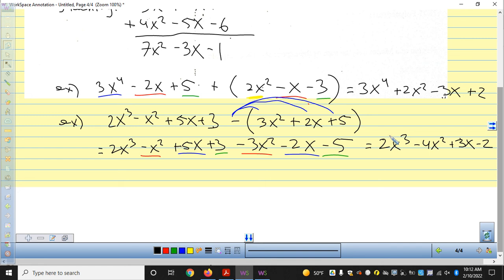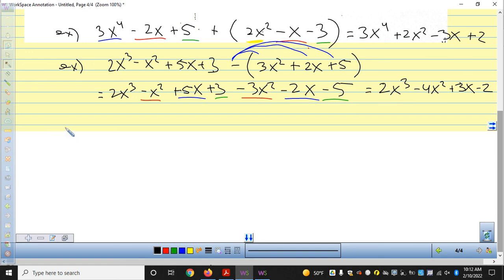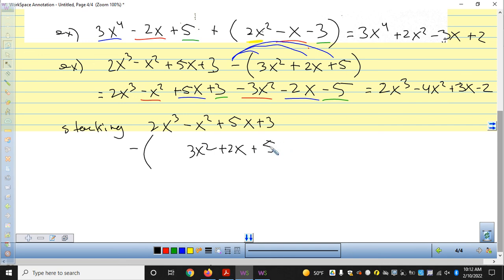Combine our like terms. If we did this by stacking, 2x to the third minus x squared plus 5x plus 3, and we're subtracting. I'm going to line up the like terms. I don't have anything in this parentheses to line up with the 2x to the third. So I'm going to put a 3x squared here under the x squared, my 2x under the 5x, and 5 under the 3. And I'm just leaving this blank.